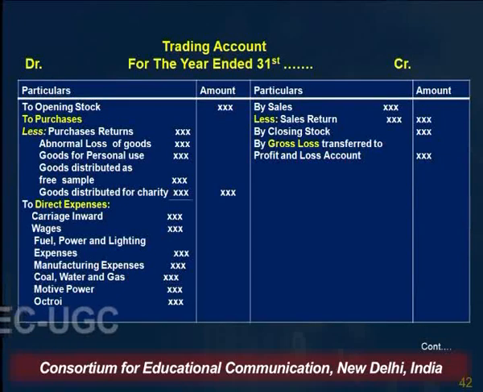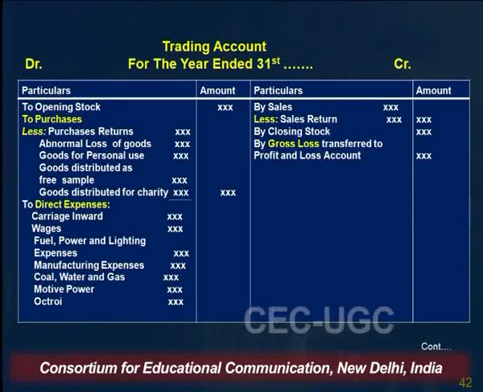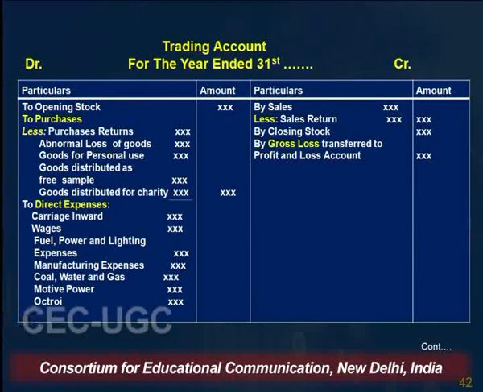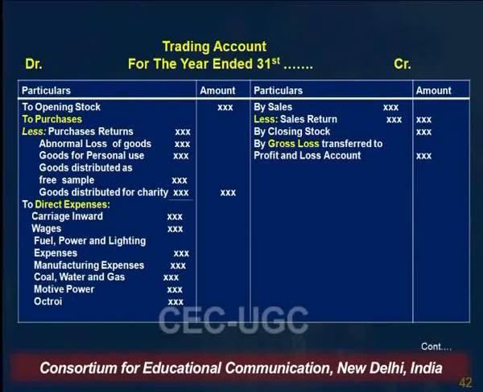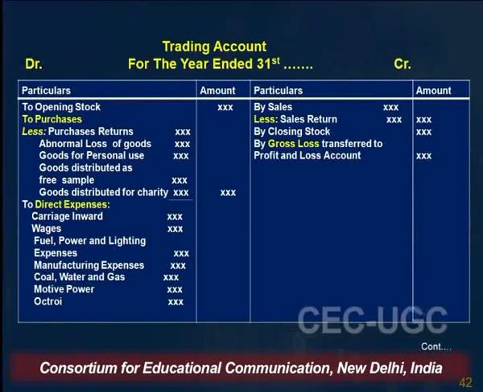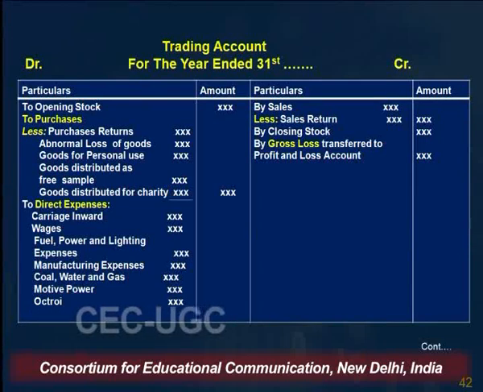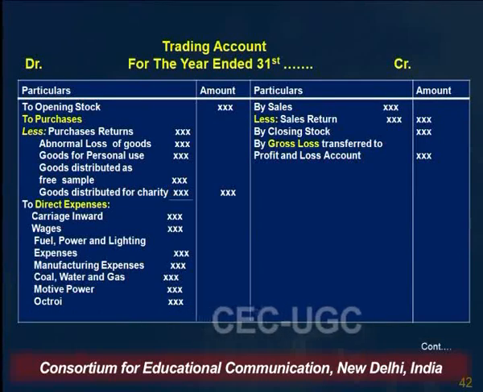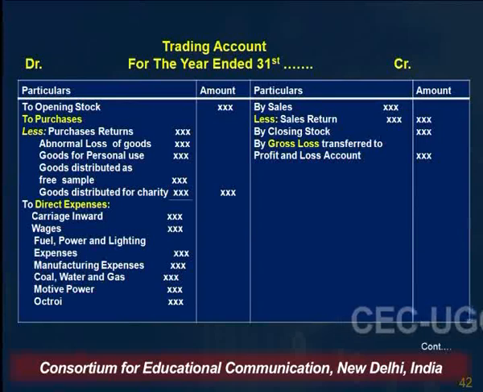So this is the format of the trading account which we discussed in our previous lecture. The trading account is nominal in nature, and the rule of the nominal account says debit all expenses and losses and credit all income and gains. Because of that rule, all the expenses are shown on the debit side. The first item is opening stock, then purchases, and from purchases, the items related to the goods are deducted.